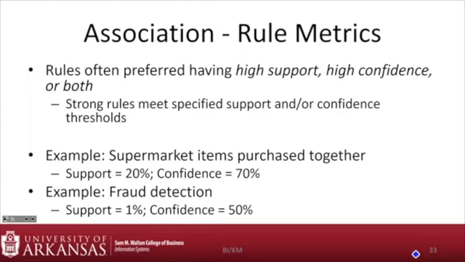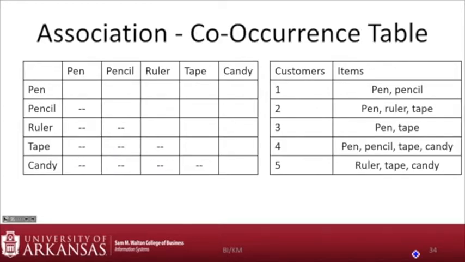We try to have high support, so the more it happens in our data set, the better. And then we really want to have high confidence, where when one thing is happening, the other thing is following a high proportion of the time, a high percentage of the time. So let's see how this works, actually doing some of the math.